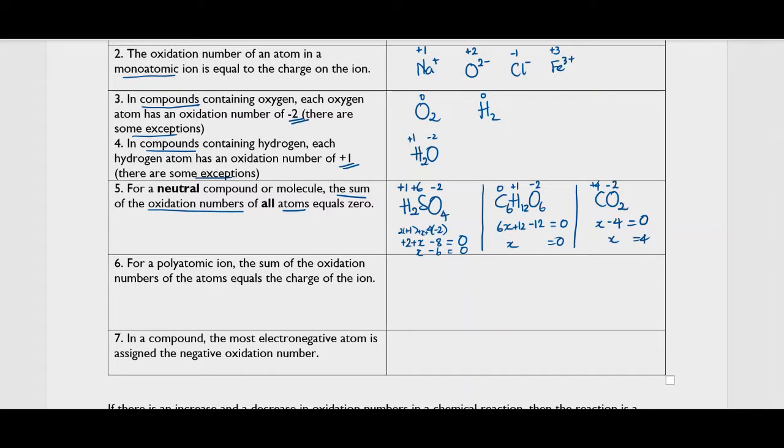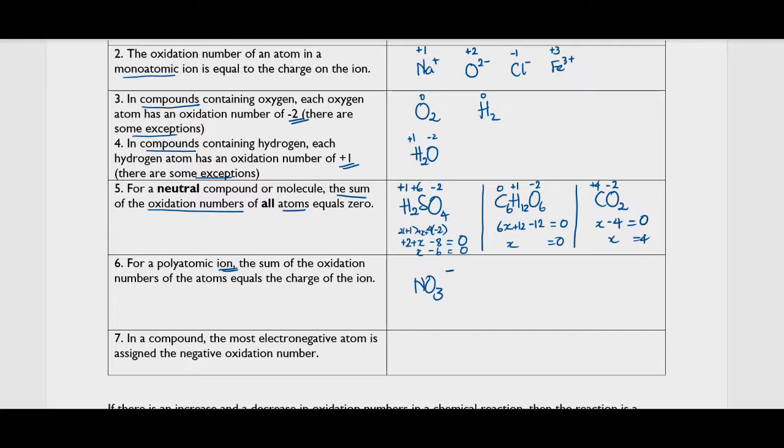Rule number 6: for a polyatomic ion, the sum of the oxidation numbers of the atoms equals the charge of the ion. Polyatomic ion means the ion contains multiple atoms in it. So for example, let's do something like NO3 minus. This is a polyatomic ion, the nitrate ion. There are two different types of elements, and there are multiple atoms in the ion. So this is also a compound.